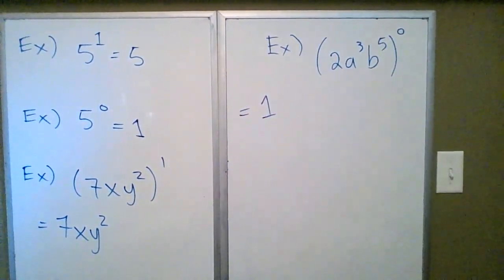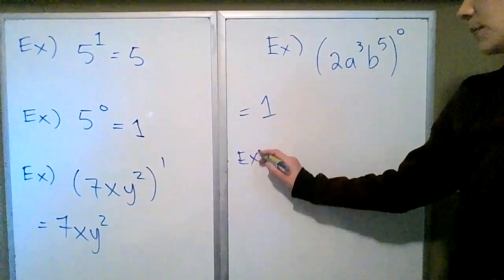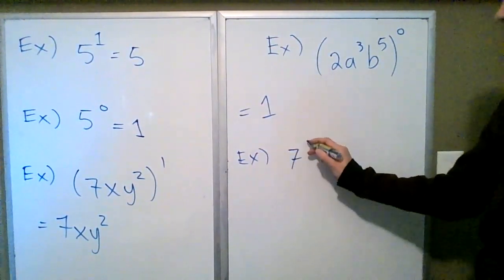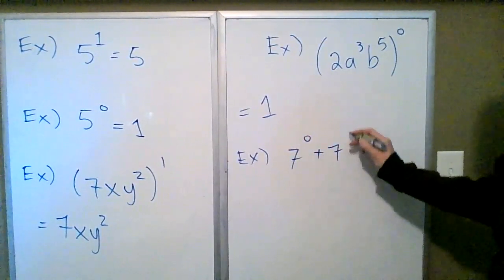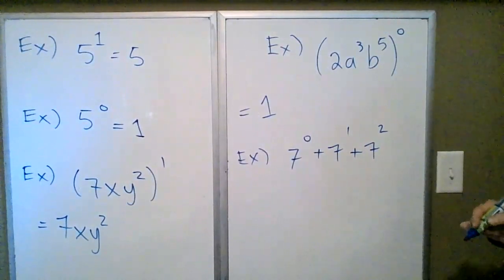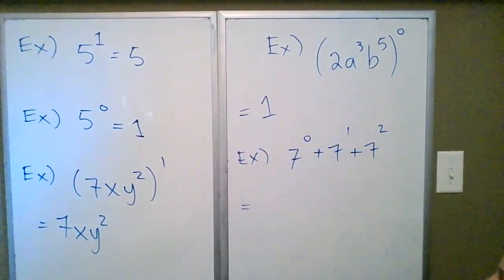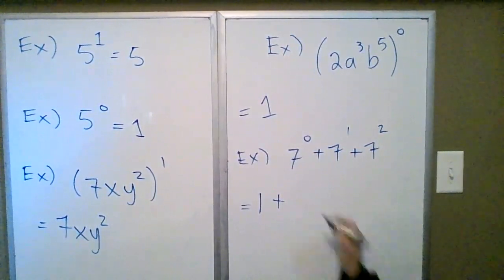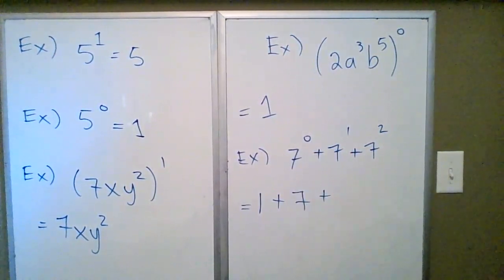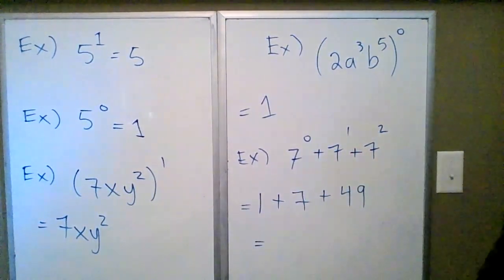Cool. Oh, I know. We're going to do one more like this. I picked 7 to a power of 0, add 7 with a power of 1, and then 7 squared added to the end. Okay, first piece would be 1. Any number with power 0 is 1. 7 with a power of 1 is 7. And 7 squared is 7 times 7, so we've got 49 at the end. It's 57 total.